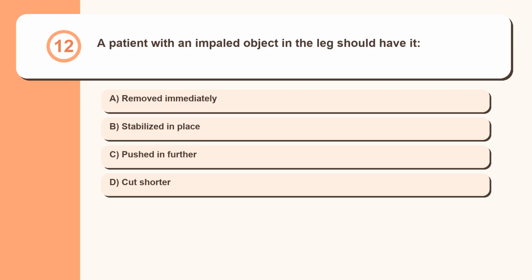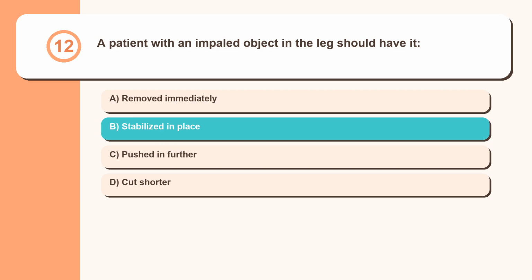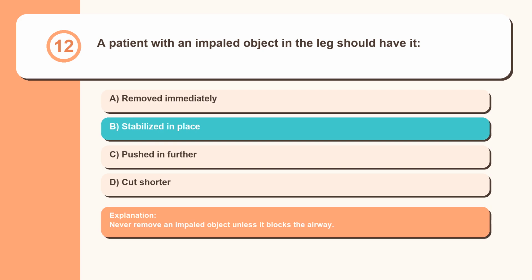Question 12. A patient with an impaled object in the leg should have it removed immediately, stabilized in place, pushed in further, cut shorter. Never remove an impaled object unless it blocks the airway.